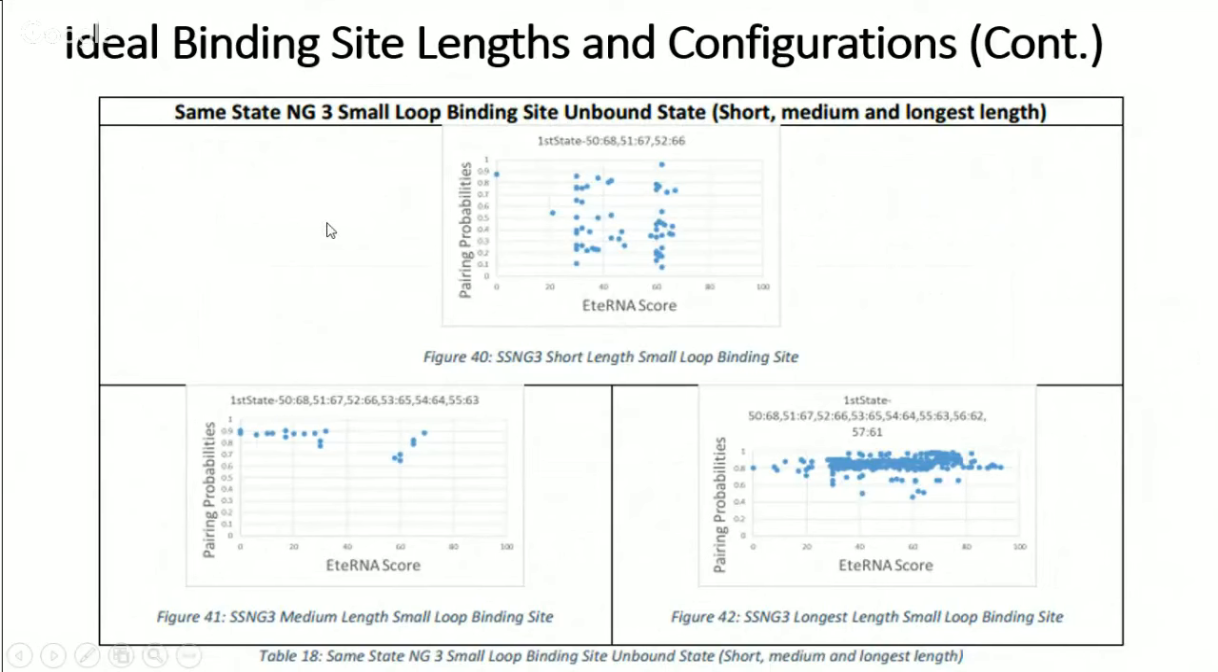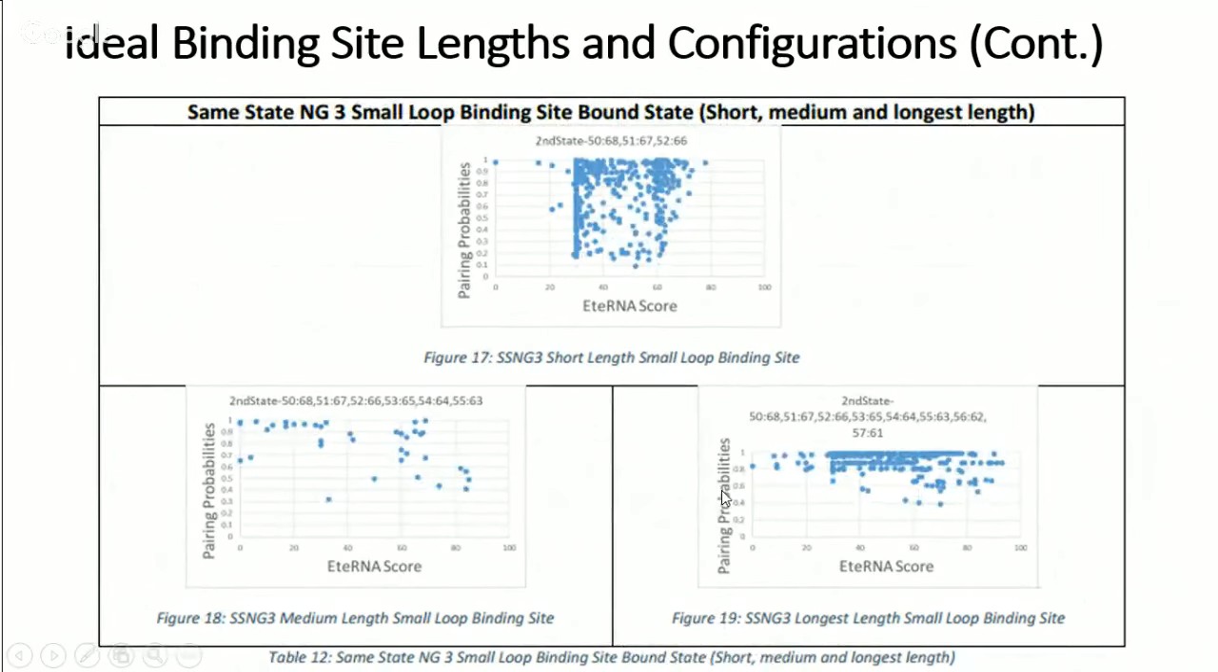So the same state NG3, this is the unbound and bound state again, and as we've seen with all the other ones, you've got the same pattern going on. We have nothing really good above 80 or above 60 for the short and the medium length, and the long length has designs up to 100. And same thing in the bound state.